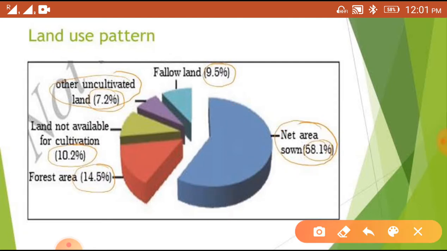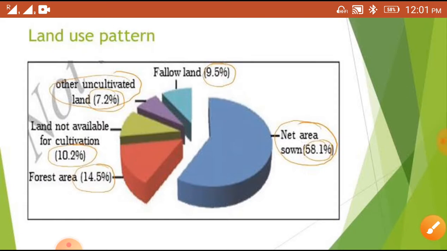Second type of land utilization is called forest area. You can see here 14.5 percentage. Second highest land utilization can be seen in our state, forest area. Forest area is also necessary. Why? Because of rain. Karnataka receives heavy rainfall due to forest areas located in Malnad region.